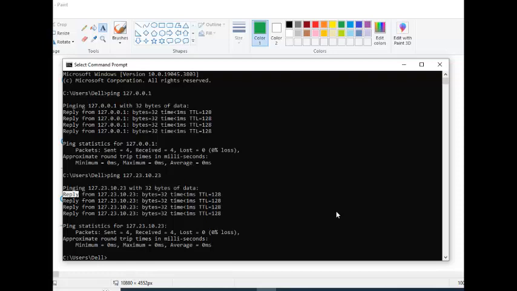It means that your computer is ready to communicate to anyone on the internet. It's ready. If you don't get a reply to 127, then you need to check the network card, and you need to check the driver. If this is not properly installed, you will not get a reply. When you get a reply, it means your computer is ready for communication, ready to go, ready to use.